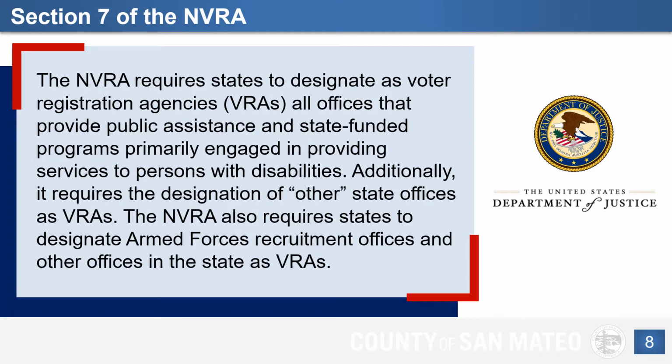The NVRA requires states to designate as voter registration agencies all offices that provide public assistance and state-funded programs primarily engaged in providing services to persons with disabilities. Registration totals for NVRA agencies are reported to the Secretary of State on a monthly basis.